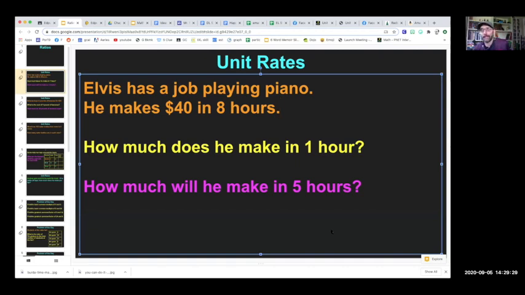Hi everybody. Okay, we're going to do unit rates now. And as you learned from the last video, a unit rate is really just a rate or ratio that has a 1 on the bottom. So let's look at this example here.